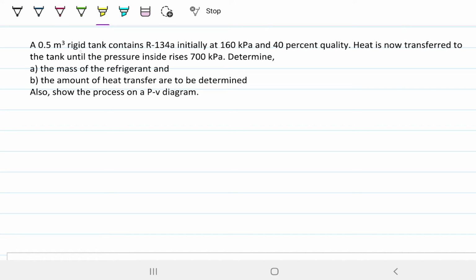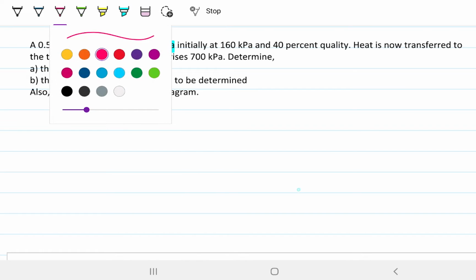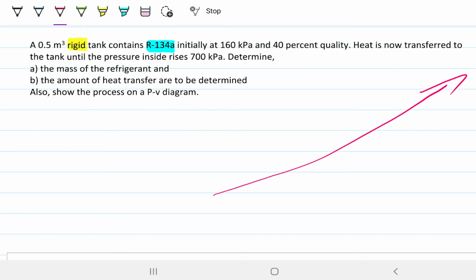First thing, we have that magic word, rigid tank. What does that tell us? It tells us that the volume of the tank will not change regardless of how much heat we give to it, right? So the volume is going to stay constant. What else? We're dealing with refrigerant 134A, so watch out when you go for the property tables to look at the right table. Don't grab water, don't grab air. We have to grab the one for the refrigerant, right? Freon. And if you don't know what Freon is, we did one of the videos where we introduce it and talk about it, so you can check it out.